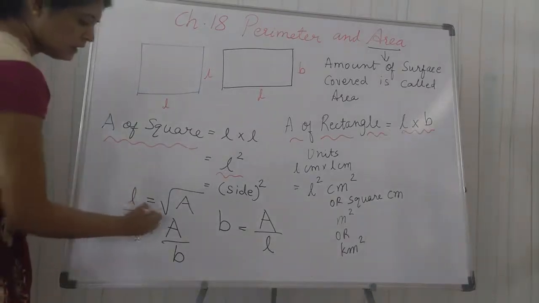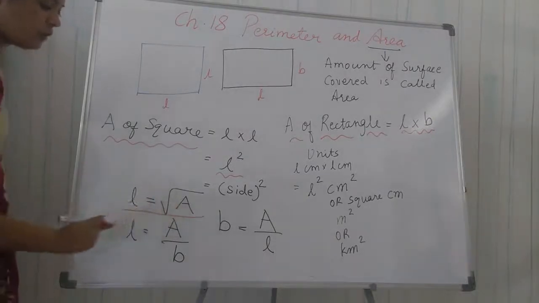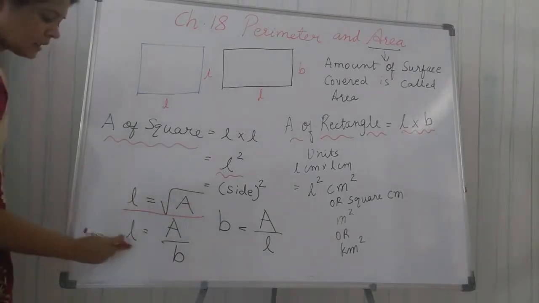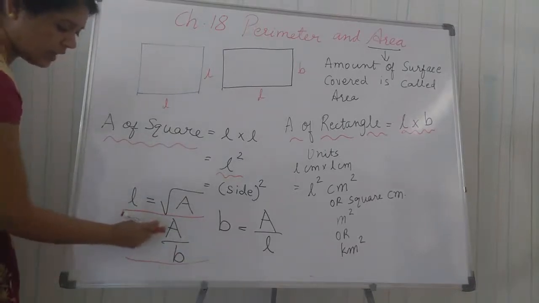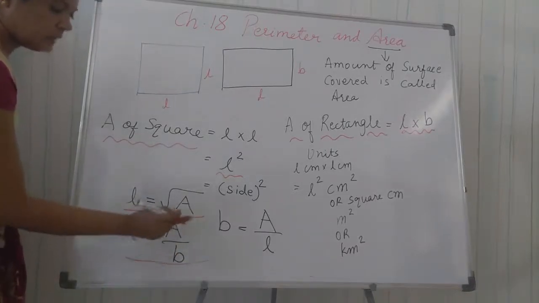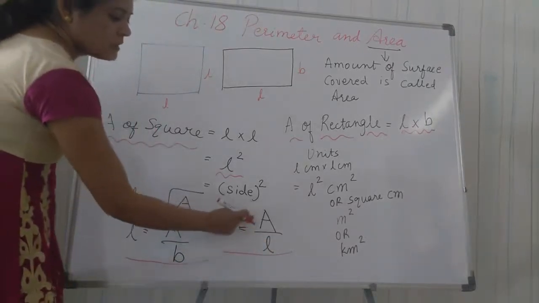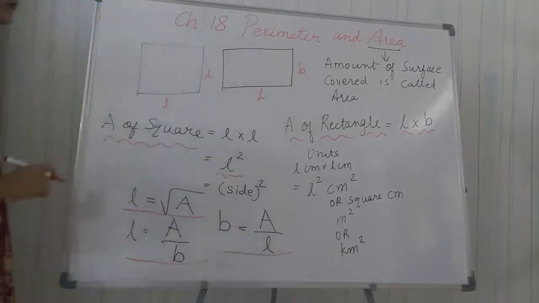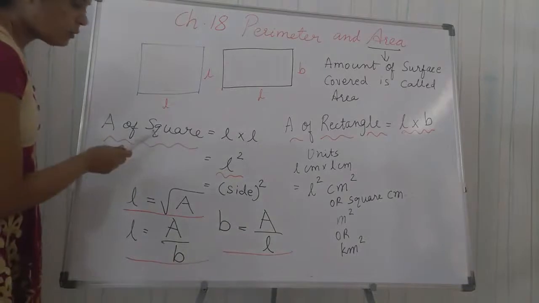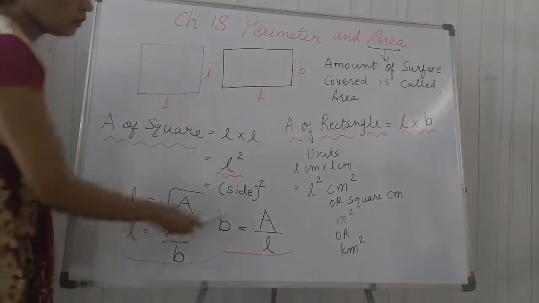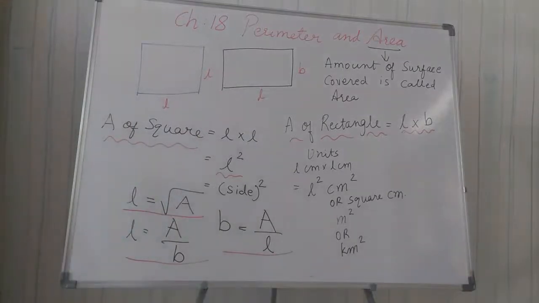This is length of square is equal to square root of area of square. This is length of rectangle is equal to area of rectangle upon breadth, and this is breadth of rectangle, which is area divided by length. So you have to remember these perimeter formulas and all these formulas which I have highlighted here, which are given in your textbook also.